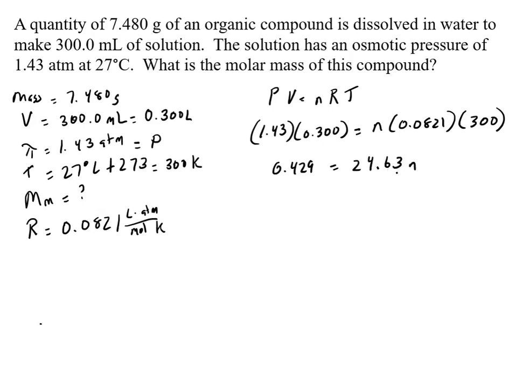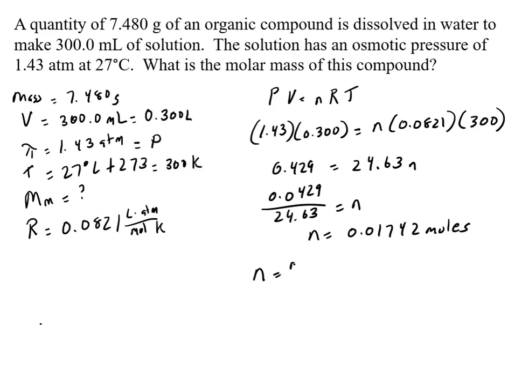I divide both sides by the 24.63, so 0.429 divided by 24.63 is equal to n. n then is still going to be 0.01742 moles, which is what we got last time for n. Okay. And then again, n is equal to mass divided by molar mass. I have moles, I just found it. I have mass, and I want to find molar mass.